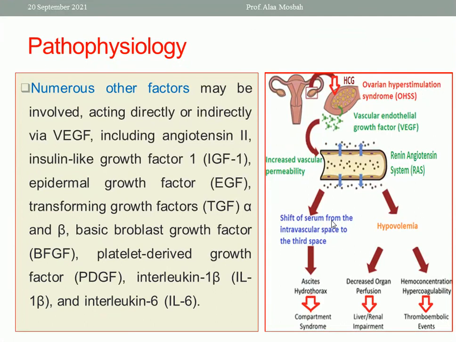Other factors may be related to the vascular endothelial growth factor directly or indirectly, like angiotensin 2, insulin-like growth factor, interleukin 1b, interleukin 6, platelet-derived growth factor, transforming growth factors. All these may be included in the pathophysiology of ovarian hyperstimulation syndrome.